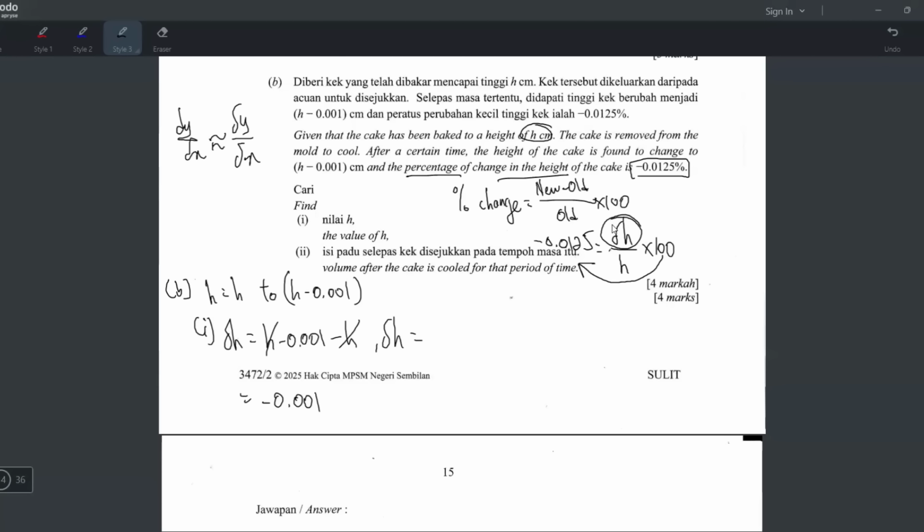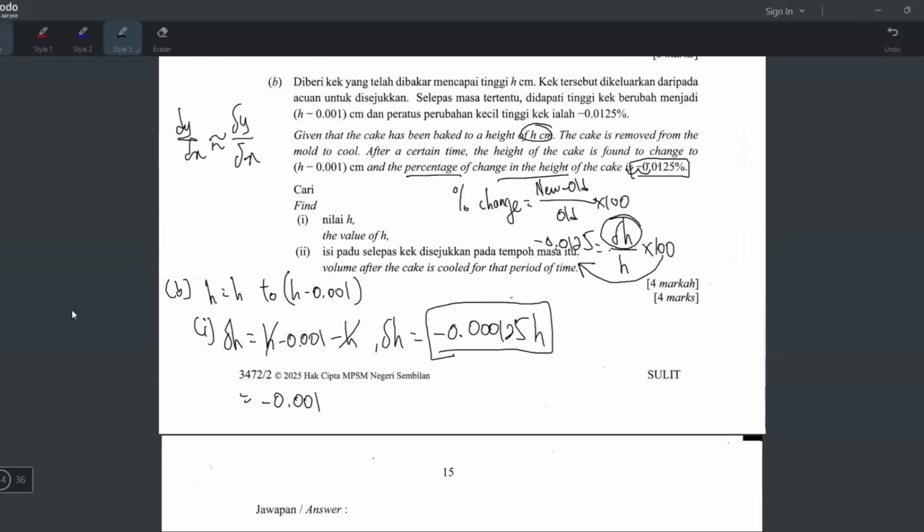Yeah, because what I'm trying to find here is the delta h. So it will be negative 0.0125 divided by 100. You move the decimal 2 times, right? 1, 2. So it becomes 0.000125. Divide by 100, and then times h, to get the delta h. Okay, so this is the delta h.